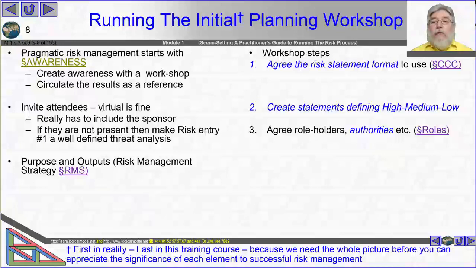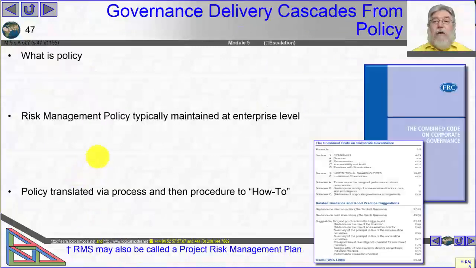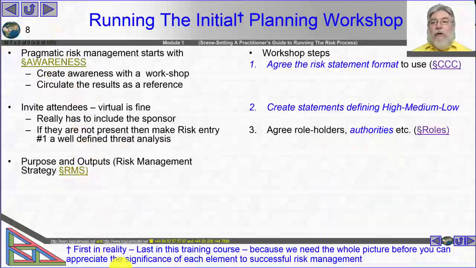So we're going to invite the right attendees. We'll get them sat around the table, or actually better yet stood at the whiteboard if it's physically together, or with their video cameras on and a shared workspace if we're doing it virtually. And our purpose here is to create the risk management strategy. I'll take you through what policy and strategy is later. I'm not going to do that right now, but it's coming.